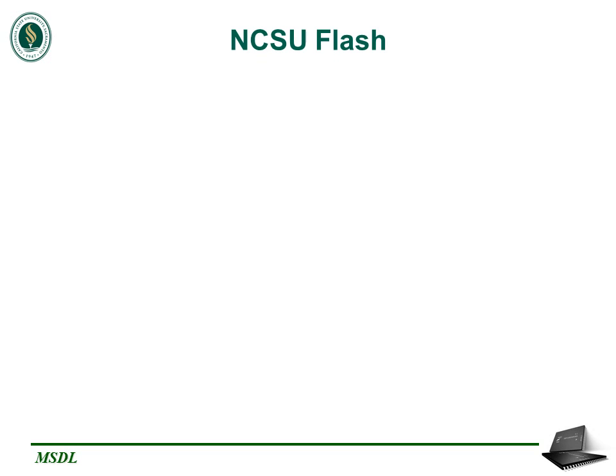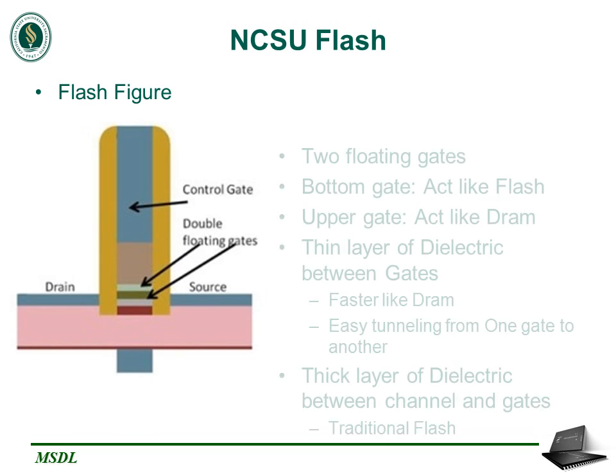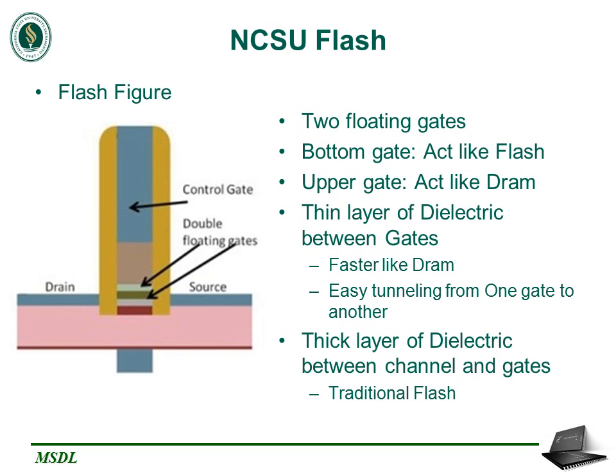So now coming on to our main topic, that's the NCSU flash. Now we can see the structure itself, it's very similar to our traditional flash, just with the difference that the traditional flash had one control gate and one floating gate. But the designers of NCSU flash, they designed the flash having two floating gates.